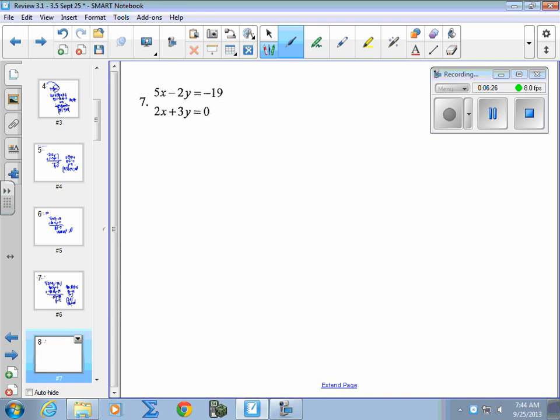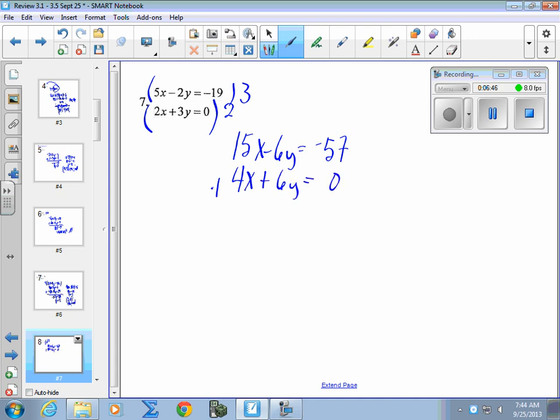Y. We multiply the top equation by 3, we get 15x minus 6y is equal to, what is that? Negative 57. If we multiply this equation by 2, we get 4x plus 6y is equal to 0. So when we add these two equations together, we'll eliminate y. So we have 19x is equal to negative 57. So x is equal to negative 3.